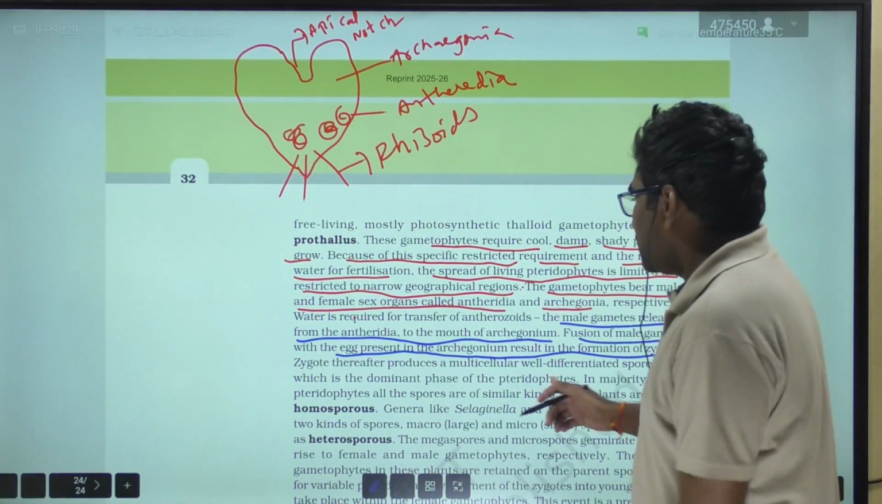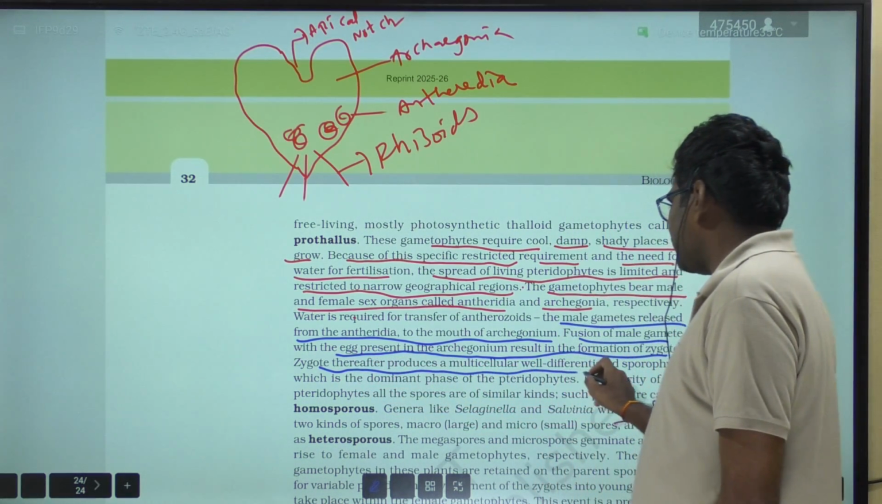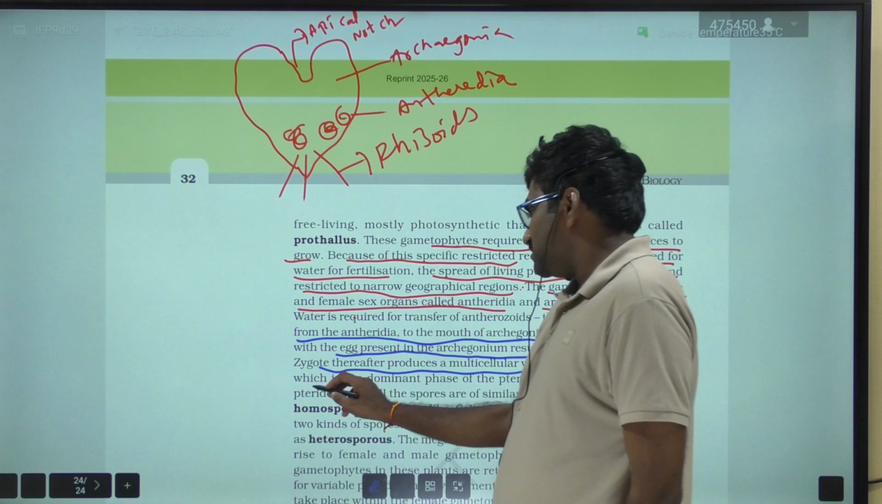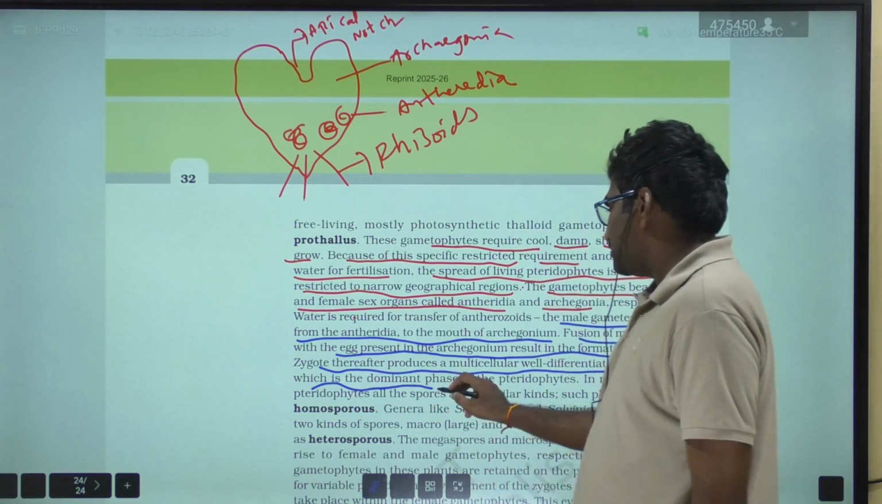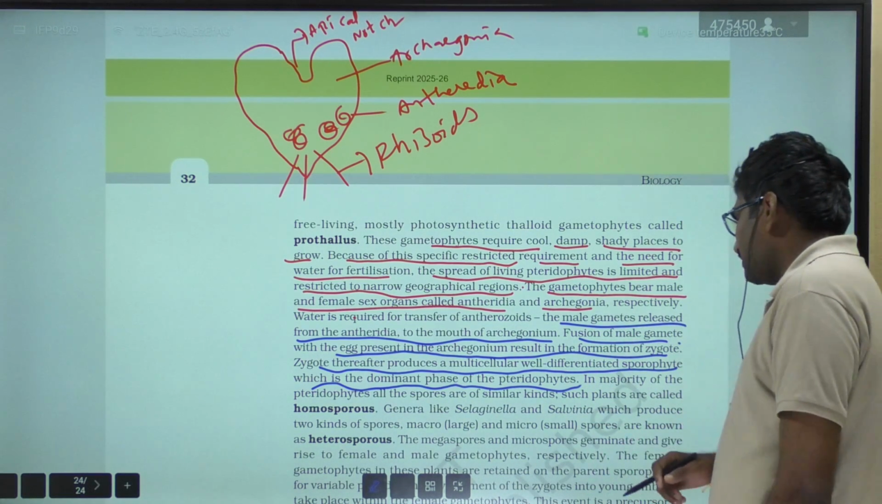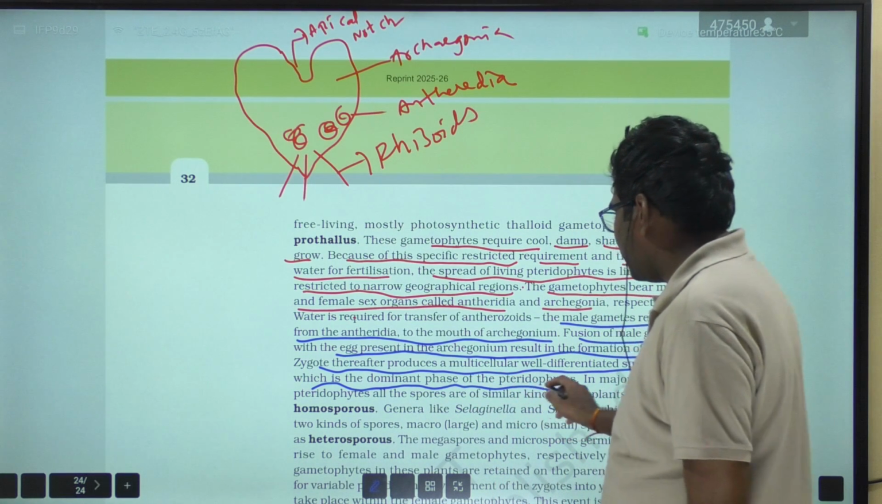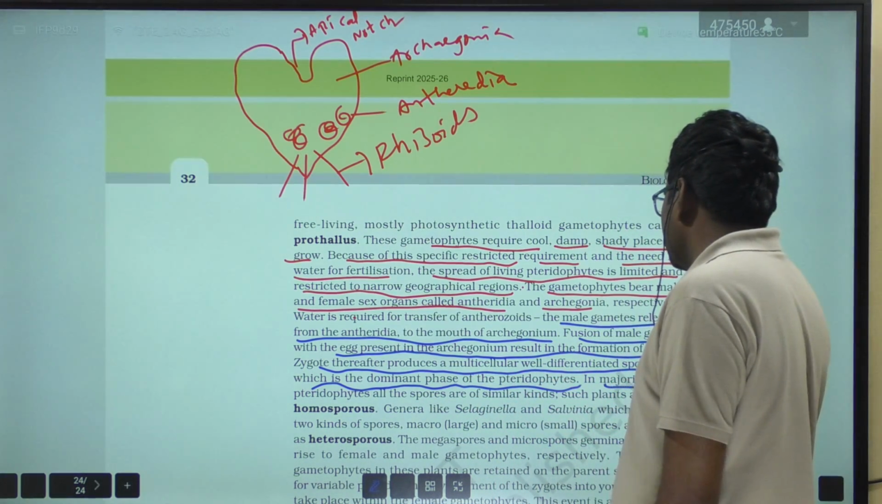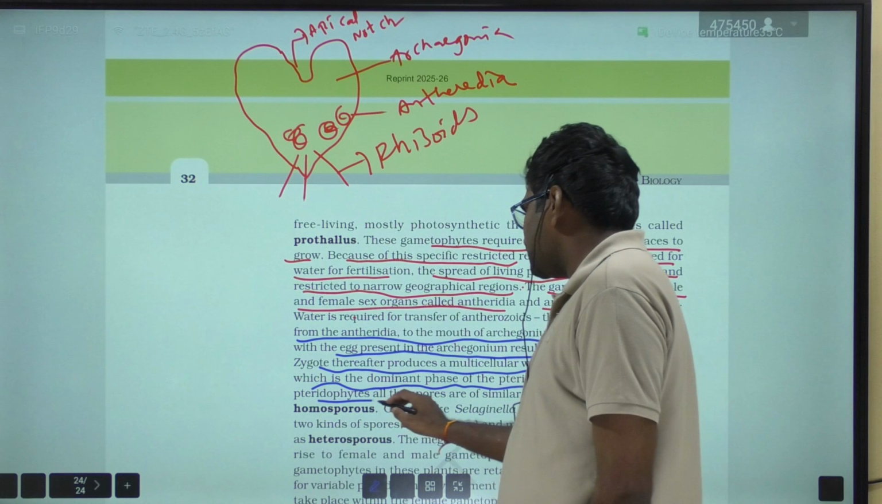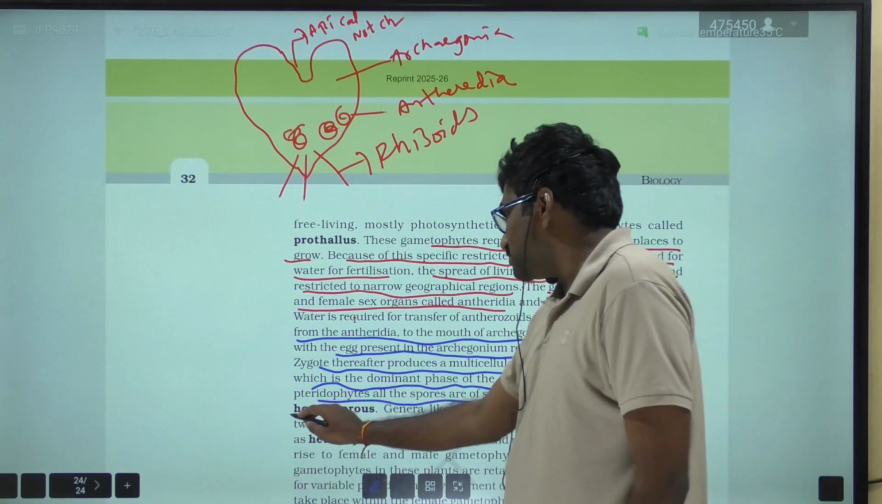The zygote thereafter produces a multicellular, well differentiated sporophyte, which is the dominant phase of the pteridophytes. In the majority of pteridophytes, all the spores are of similar kind. Such plants are called homosporous.